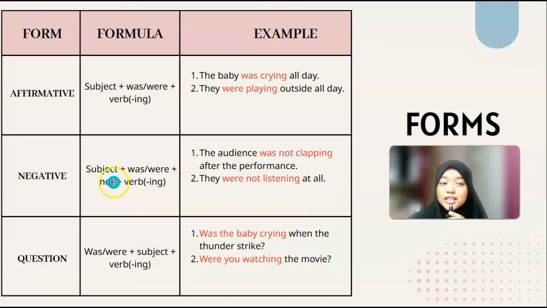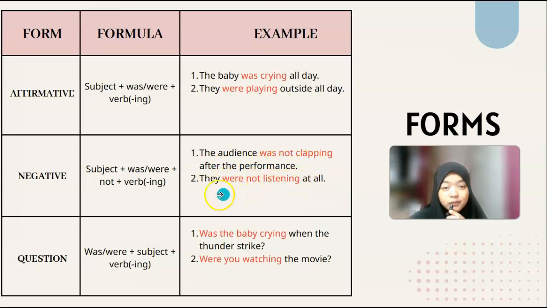So "not" is like a magic word. Whenever you want to negate a sentence, you just add the magic word "not", and boom, it became a negative sentence. Okay, let's look at the example. The audience was not clapping after the performance. So the audience is the subject, and then you have the verb to be "was", and then you have the magic word "not", and then you have the action verb plus -ing, after the performance. The audience was not clapping after the performance.